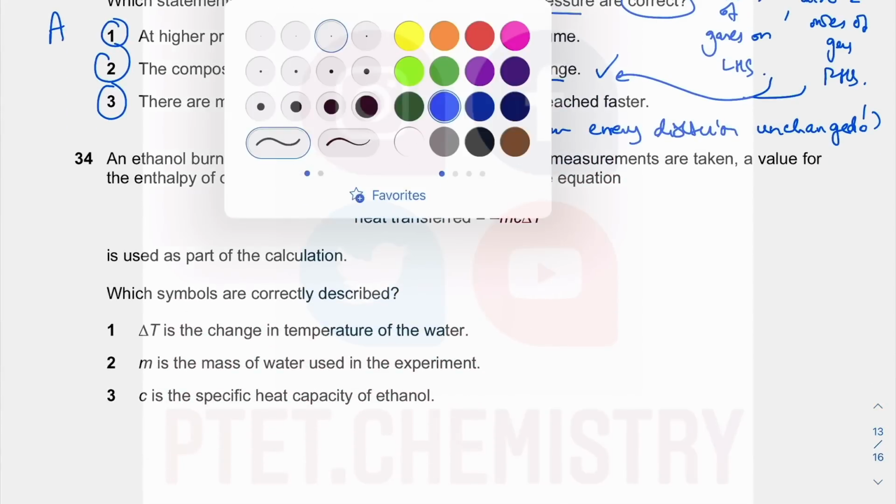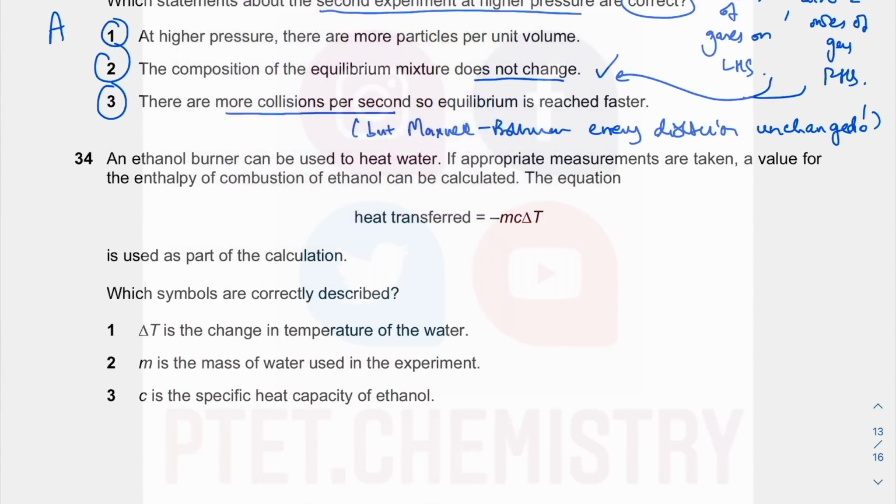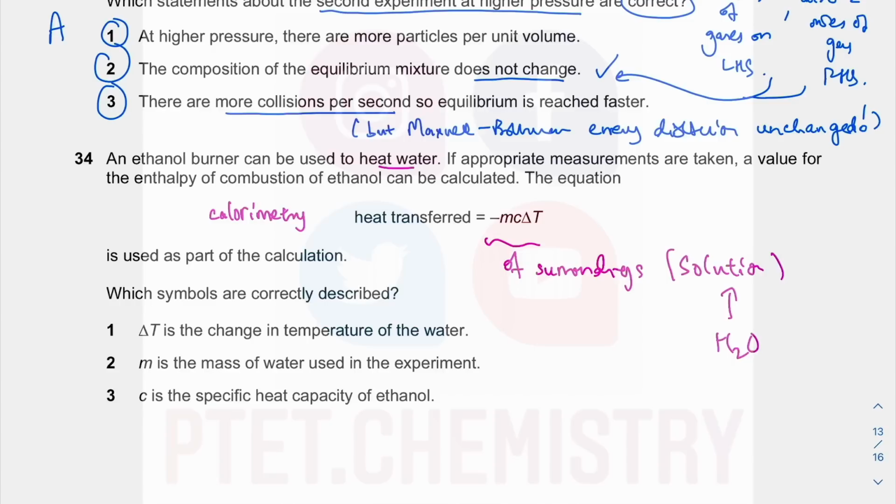34, you have an ethanol burner used to heat up water. This is your classic calorimetry kind of experiment. So your heat transfer is minus mc delta T. So m is the mass of water. As you know, these are of your surrounding, which is our solution, and water makes up the majority of our solution.